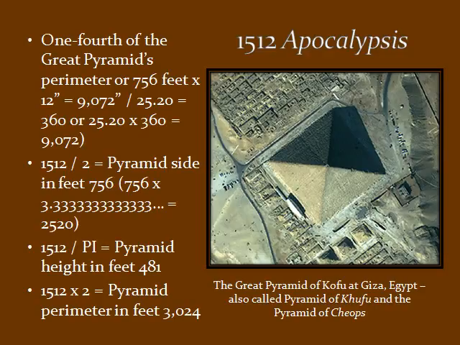Apocalypsis, the Great Pyramid pointing toward the end of this age. 1/4 of the Great Pyramid's perimeter, or 756 feet, times 12 inches, will equal, again, 9,072 inches, divided by the sacred cubit of 25.20 inches will equal 360, or 25.20 times 360 will equal 9,072.